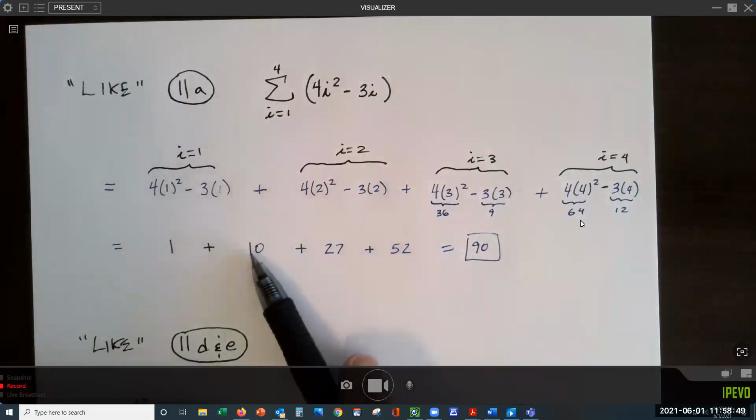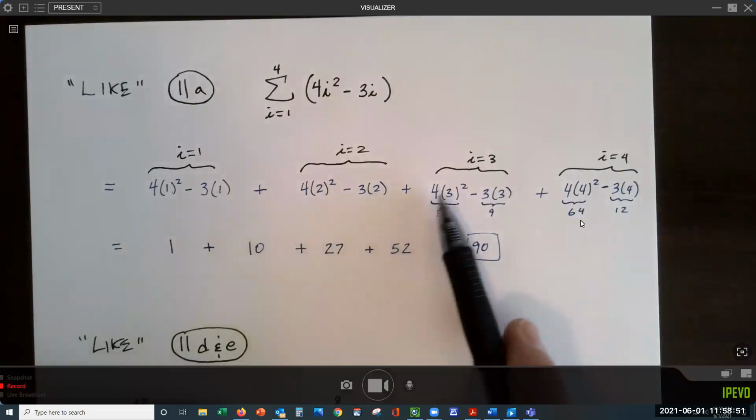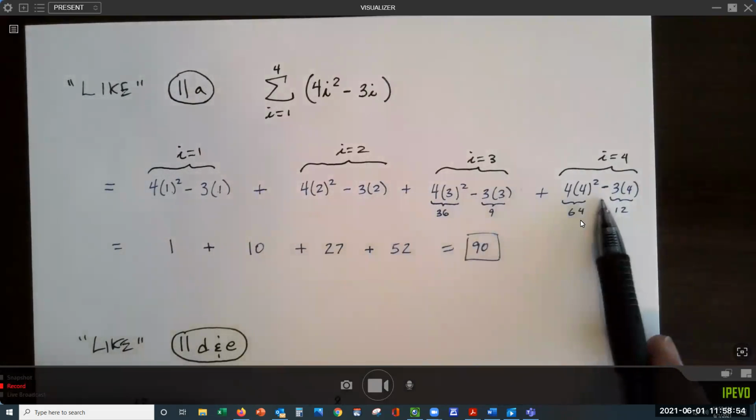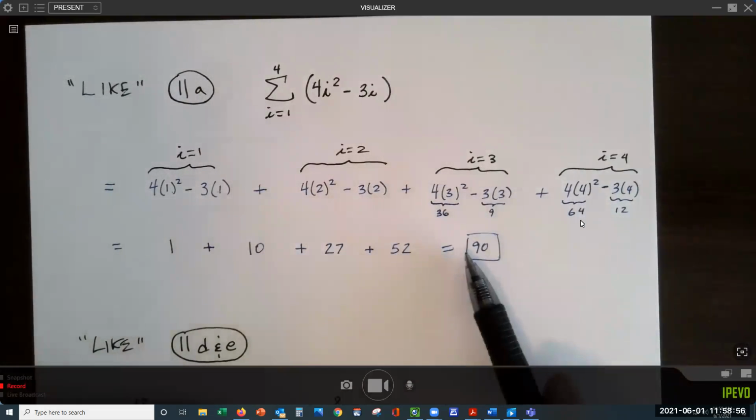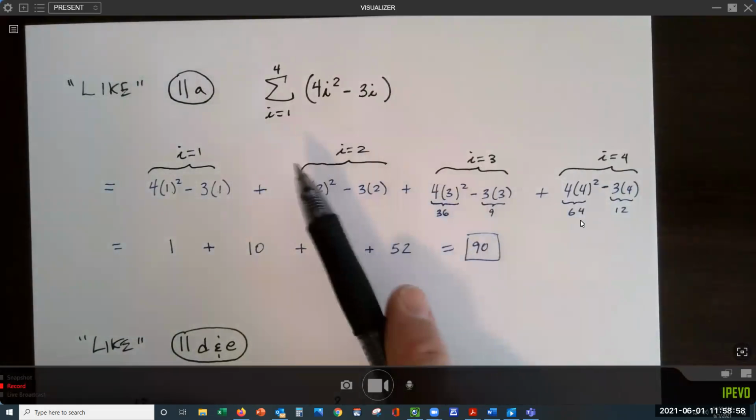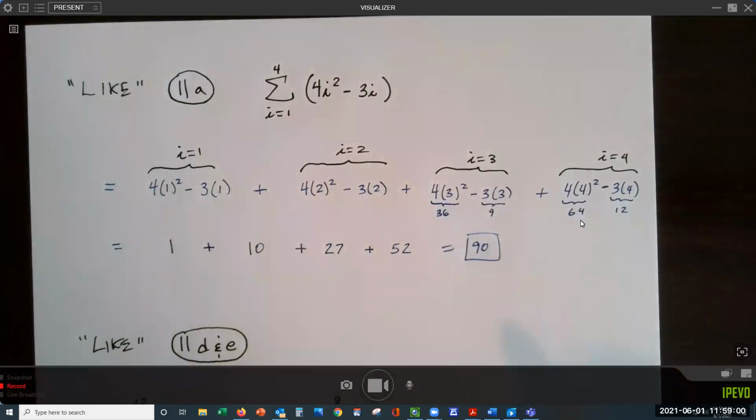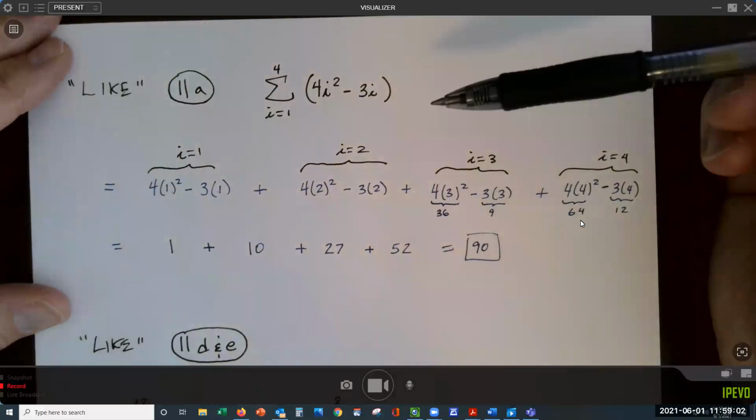I've evaluated each expression. So this comes out to be 10, this comes out to be 27, this comes out to be 52, and then I add those all up and I get 90. So this sum is equal to 90. So that's summation notation.